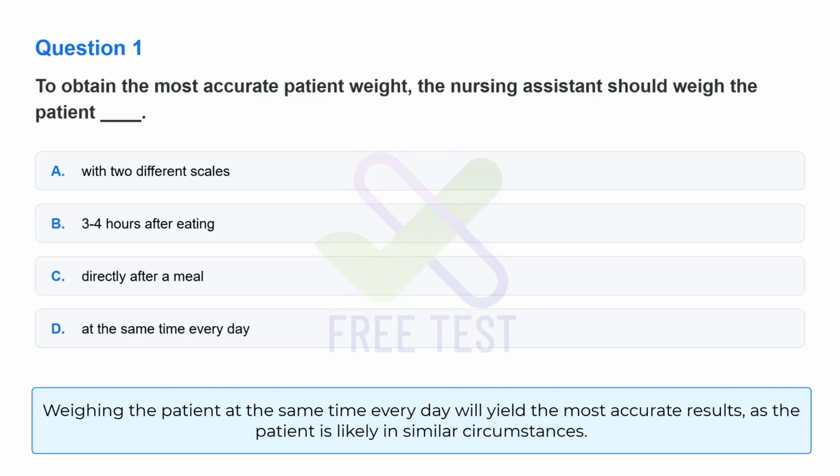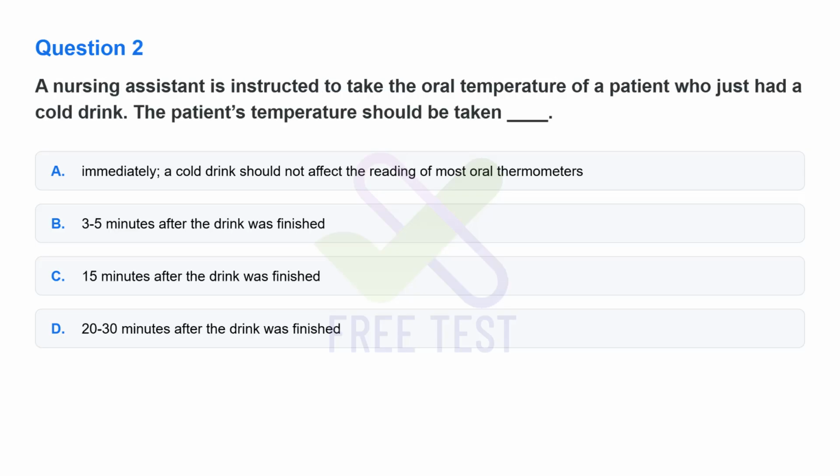The correct answer is D. At the same time every day. Weighing the patient at the same time every day will yield the most accurate results, as the patient is likely in similar circumstances.